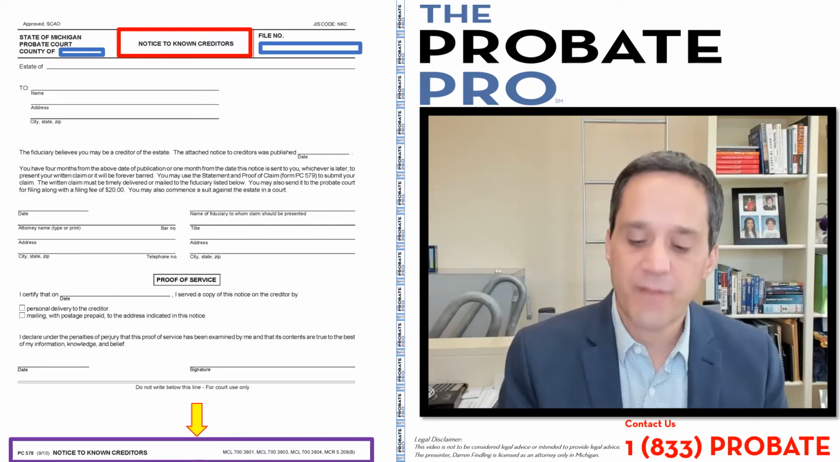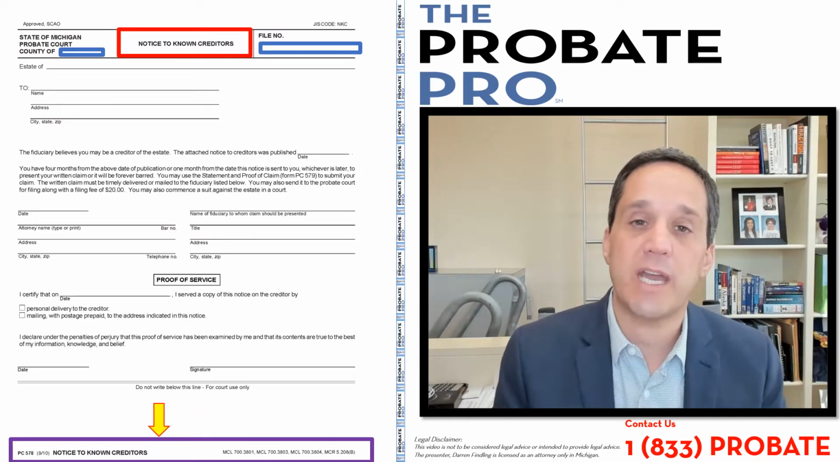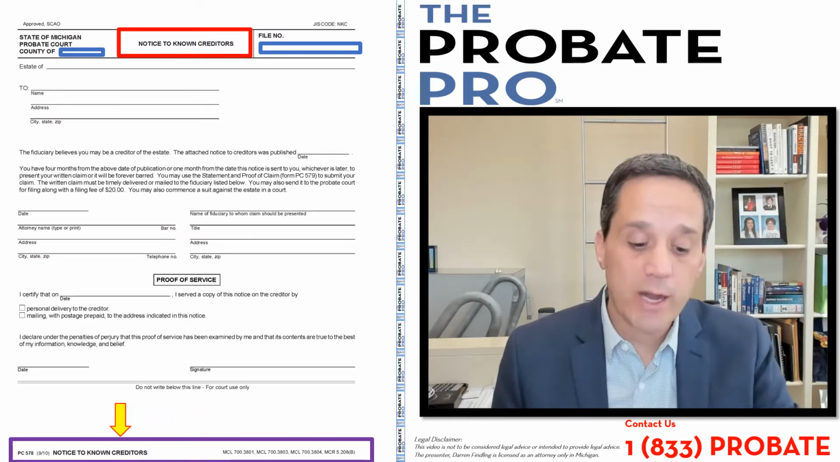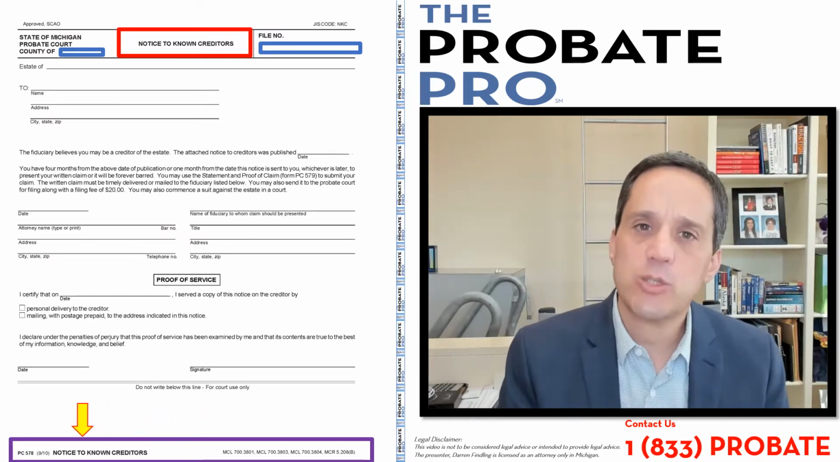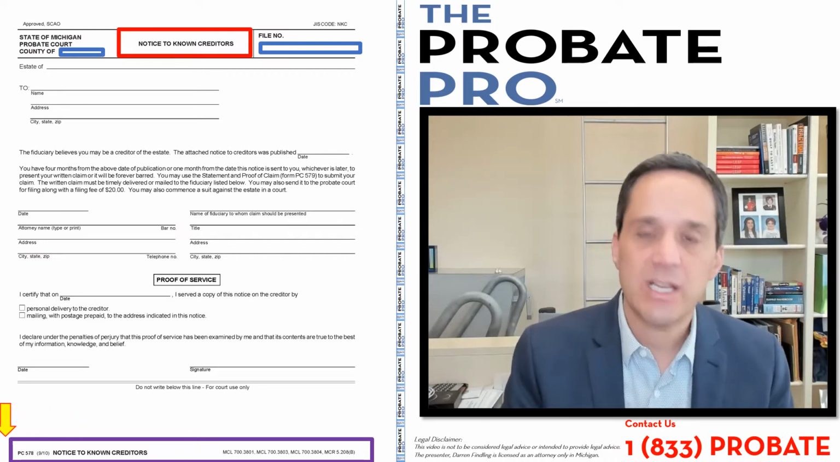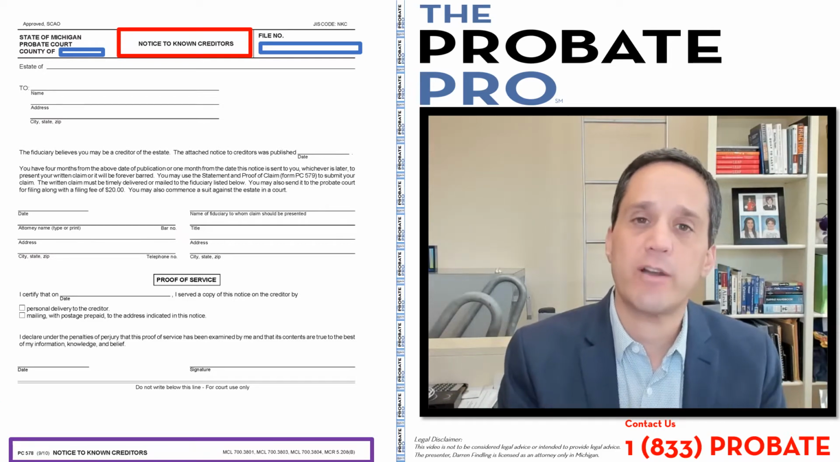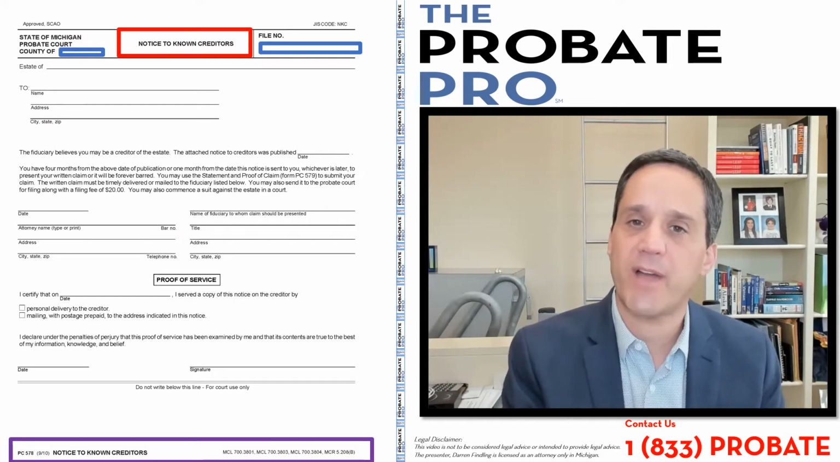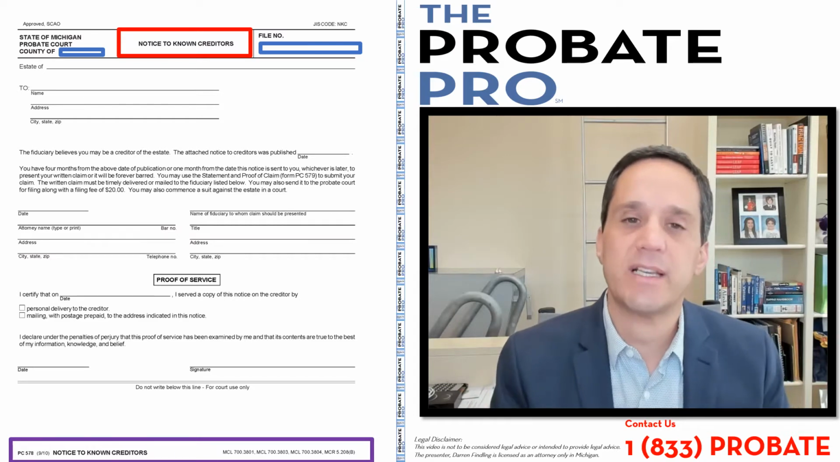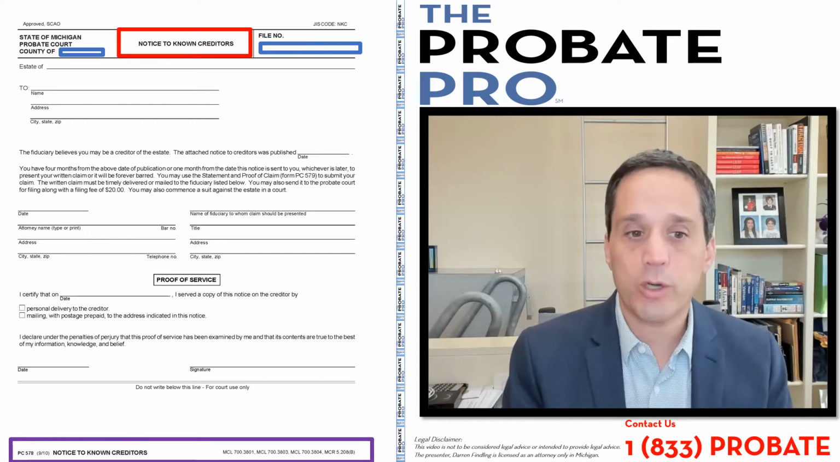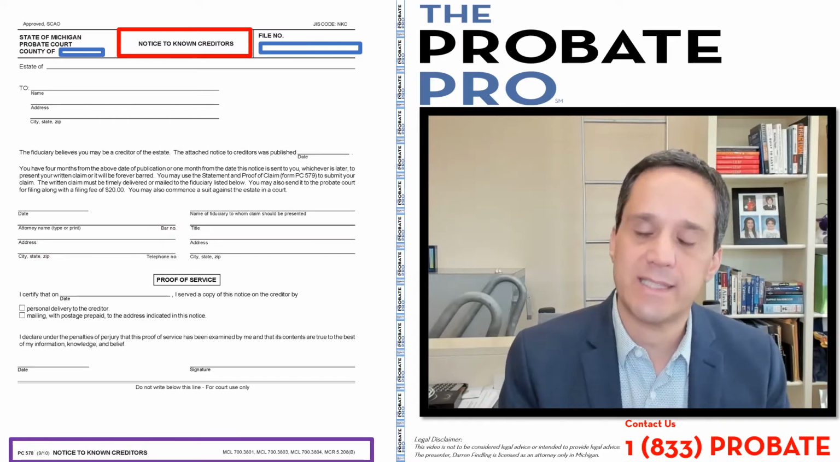700.3801 identifies the requirement of the personal representative to give notice to creditors, both by publication as well as to a known creditor. And this particular part of the process provides that when you do so, the creditor has a certain amount of time, a finite amount of time, to submit a statement of proof of claim or to file a lawsuit against the estate.